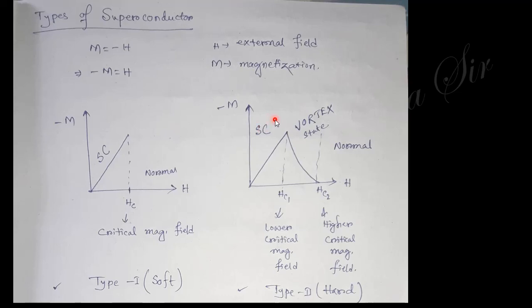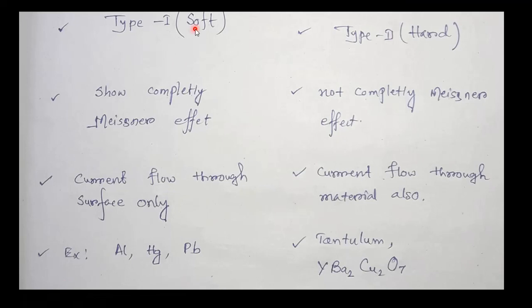Okay. Since it cannot transit from superconductor to normal conductor sharply, that's why this is called hard, because it cannot flick from superconductor to normal conductor with just a change in the magnetic field in a certain manner. So this is soft, type 1, this is hard, type 2. There are some differences also.